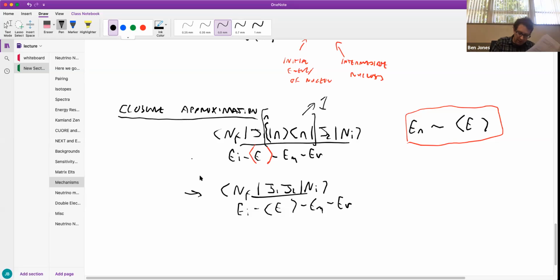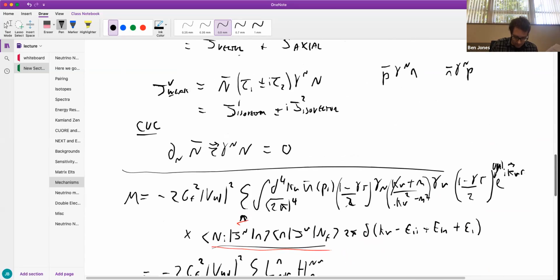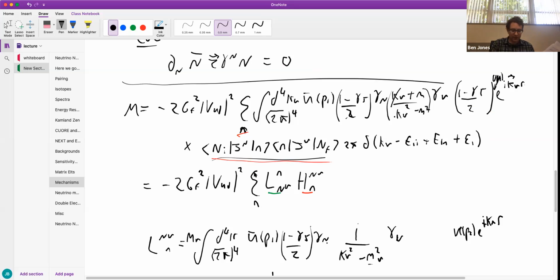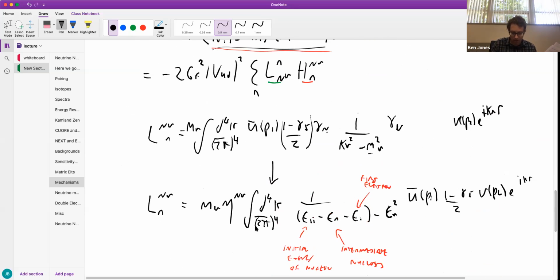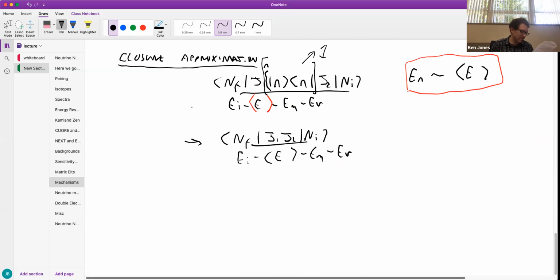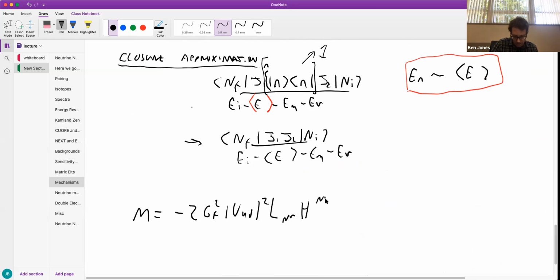But okay, so you see that this now no longer depends on the intermediate state, and so the dependence on the sum has been accounted for inside this hadronic current, and the leptonic one no longer depends on the energy of the intermediate state explicitly. Since I don't have a whole lot of time, let me just say that what you end up with by making the closure approximation is a matrix element that does factorize. So the matrix element becomes 2 G_Fermi squared V_ud squared L^{μν} H_{μν}.